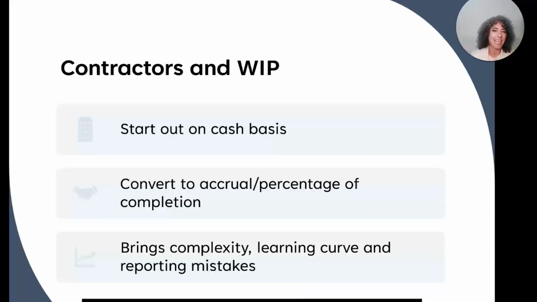So what typically happens for our contractors is they start on the cash basis. You're small, you're just getting started, and you're on the cash basis. You don't even worry about the WIP. Then as you grow, somebody says to you, you really need to be on the accrual method, which is known as the percent complete method for contractors. This then starts the process of having to build a WIP.